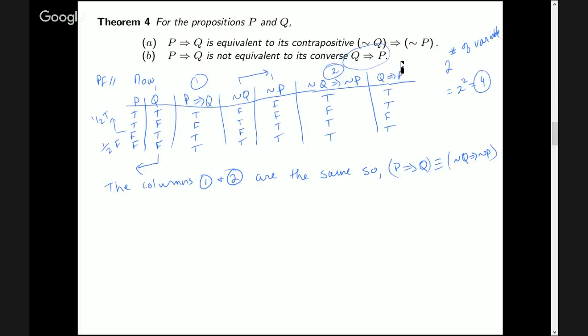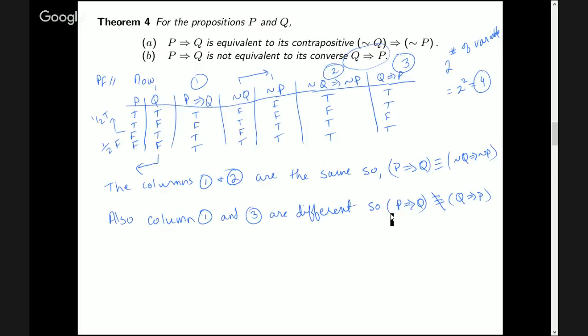Now this is column 3. So tell me about column 3. Is that the same as column 1? So those are different, right? Because true, true, false, true is not the same as true, false, true, true. So P implies Q is not equivalent to Q implies P. And that is our proof.